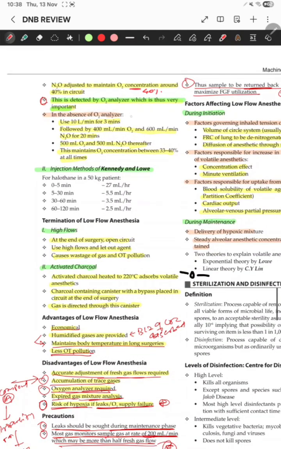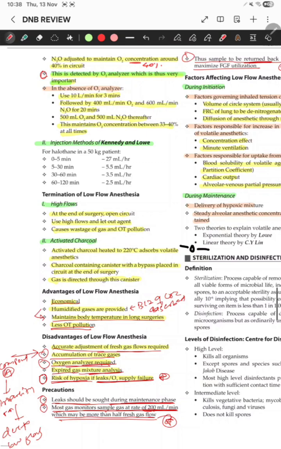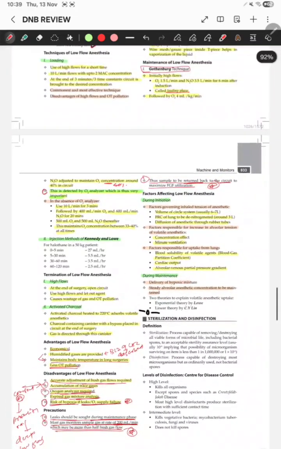In the absence of oxygen analyzer, what to do? Use 10 liters per minute for 3 minutes, followed by 400 ml per minute oxygen and 600 ml per minute N2O for 20 minutes. 500 ml oxygen and 500 ml N2O thereafter. This maintains the oxygen concentration between 33 to 40% at all times. Okay, this is Gothenburg technique.